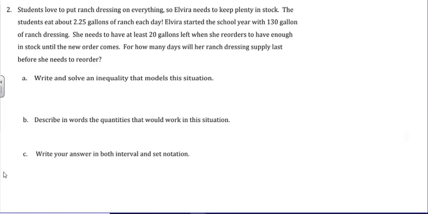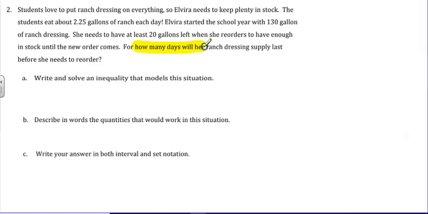She needs to have at least 20 gallons left when she reorders to have enough in stock until the new order comes. For how many days will her ranch dressing supply last before she needs to reorder? So write and solve an inequality that models this situation. Then describe in words the quantities that would work in this situation and write your answer in both interval and set notation. So let's start with identifying the question that we need to answer.